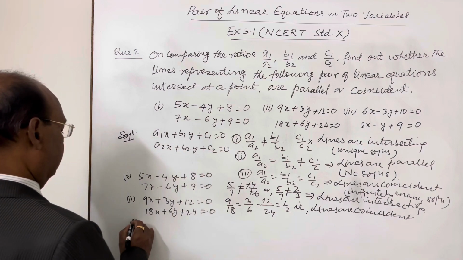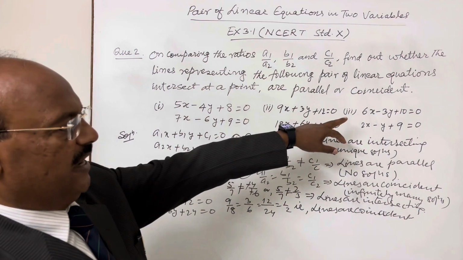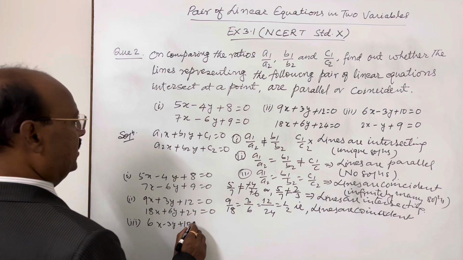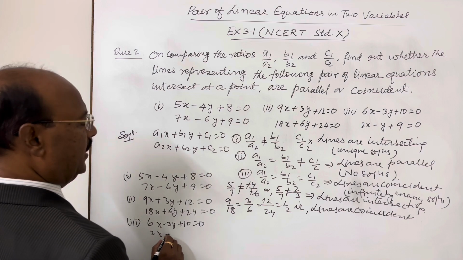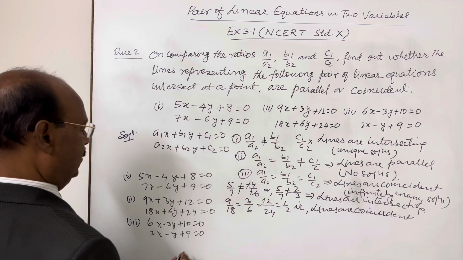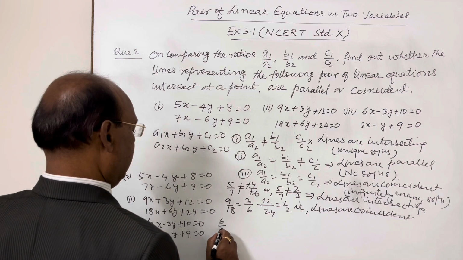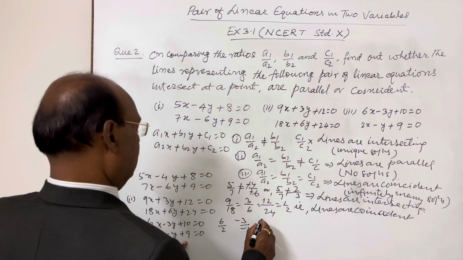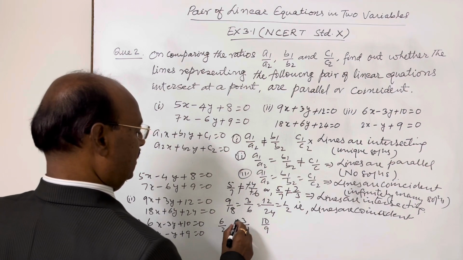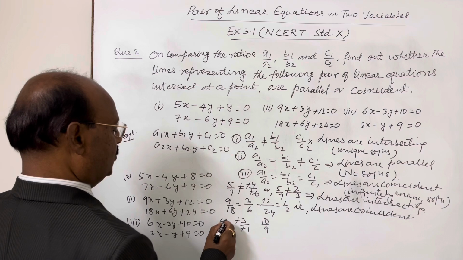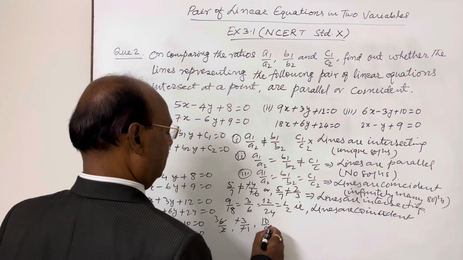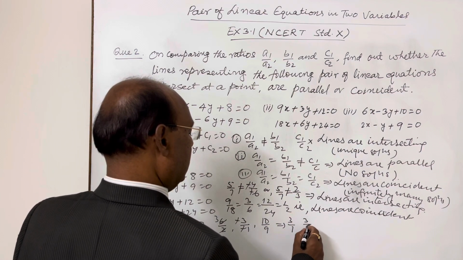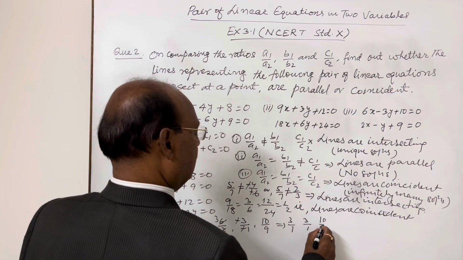And the third question is 6x minus 3y plus 10 is equal to 0 and 2x minus y plus 9 is equal to 0. Here a1 by a2 is 6 by 2, b1 by b2 is minus 3 by minus 1, and c1 by c2 is 10 by 9. This minus will be cancelled out. So here the ratio is 3 by 1, b1 by b2 is also 3 by 1, and c1 by c2 is 10 by 9.